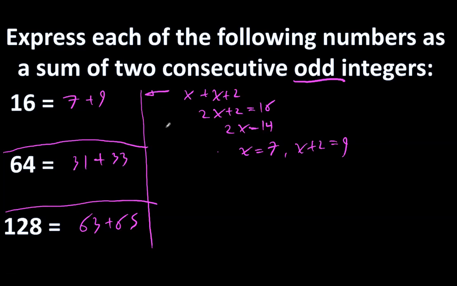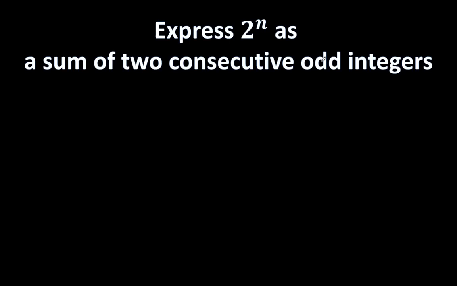But our approach is the same idea. Each of these, they're equal to some number plus that number plus 2. Okay. So we want to express 2 to the n as a sum of 2 consecutive odd integers. Okay, so we had our warm-up. Let me make sure I am in order with my notes and not turn myself around. Okay, good.